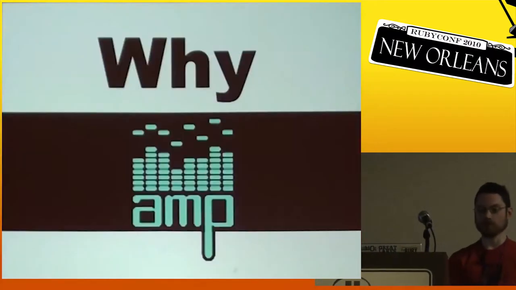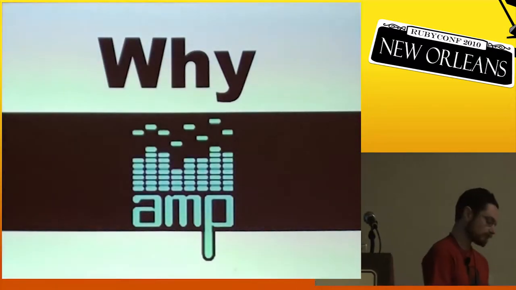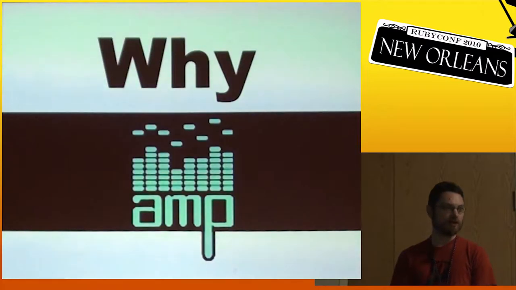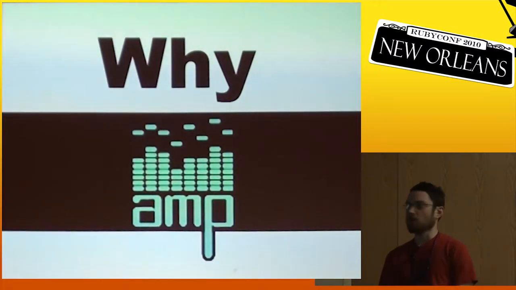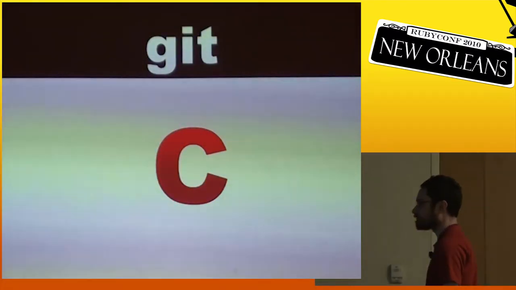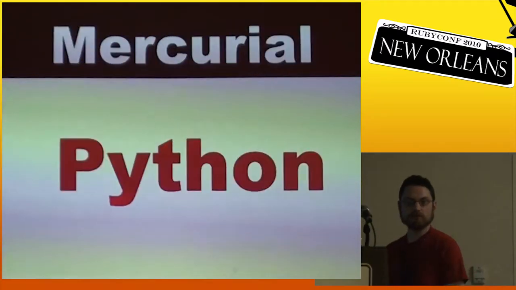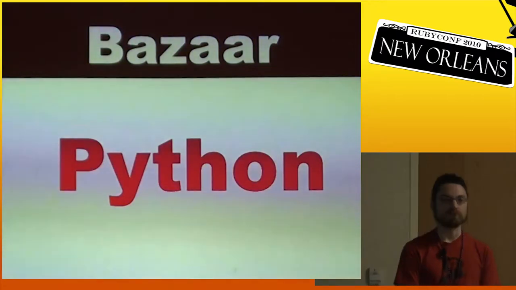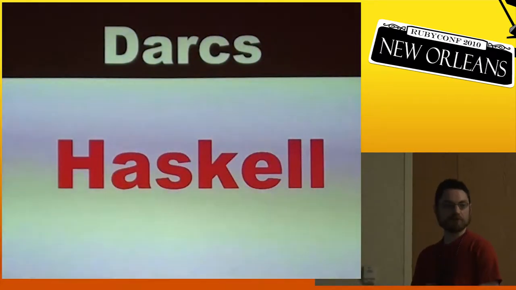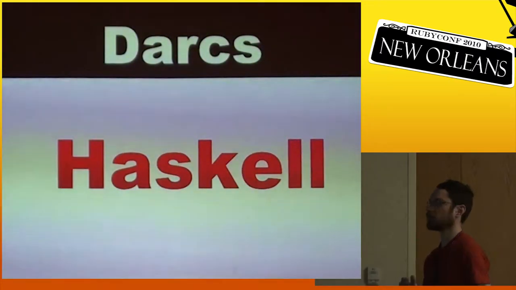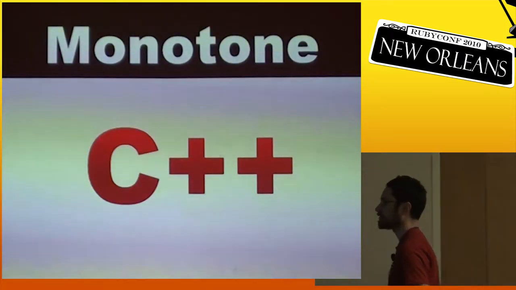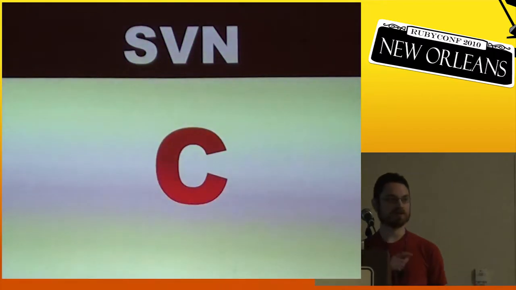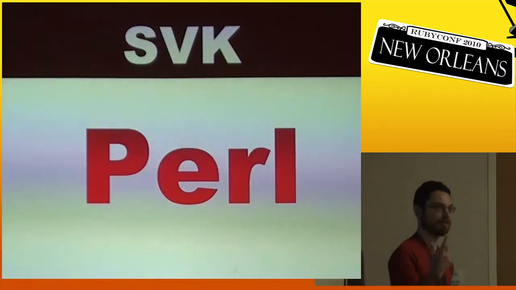All right, so why does AMP matter? Well, I imagine that most of you, thanks to GitHub, are using Git. Git is written in C. Git's archrival Mercurial is written in Python, as is Bazaar. There's a system called Darcs, written in perhaps slightly more palatable Haskell. There's Monotone, one of the original distributed systems, in C++. The big gorilla, Subversion, is written in C. There's a distributed version of that called SVK that's written in Perl.